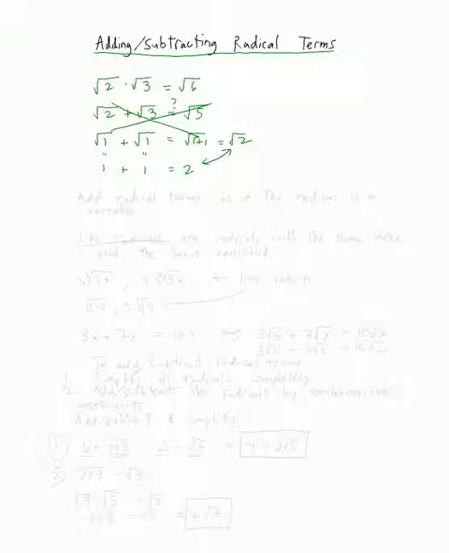So the way that we deal with adding radical terms is to add radical terms as if the radical is a variable. So what do I mean by that? Well, like when you add variables together, we can only add radicals that are like terms. We call them like radicals.